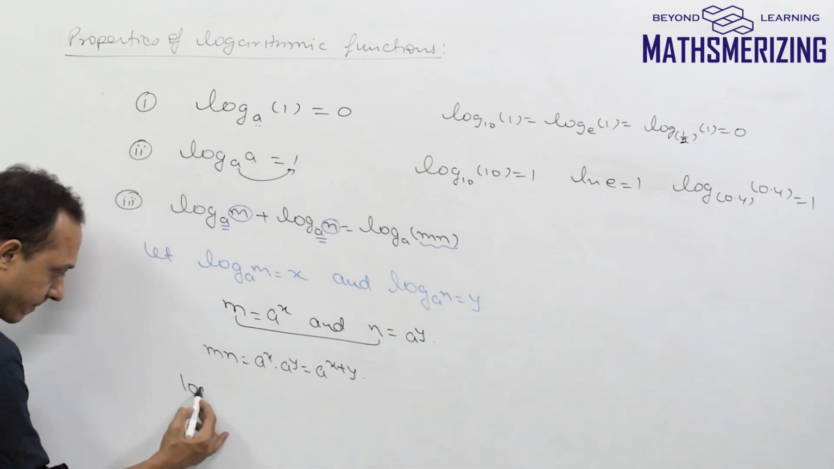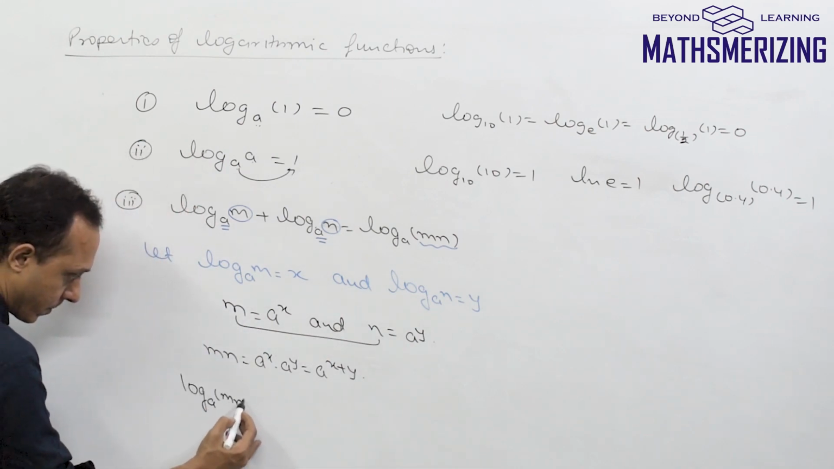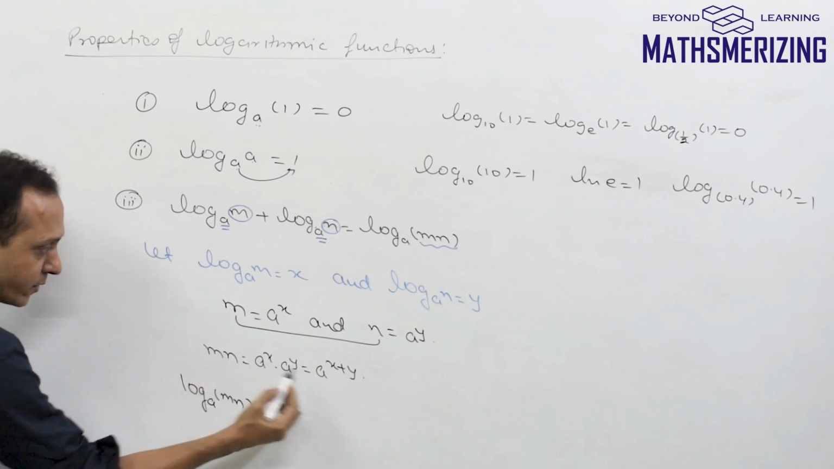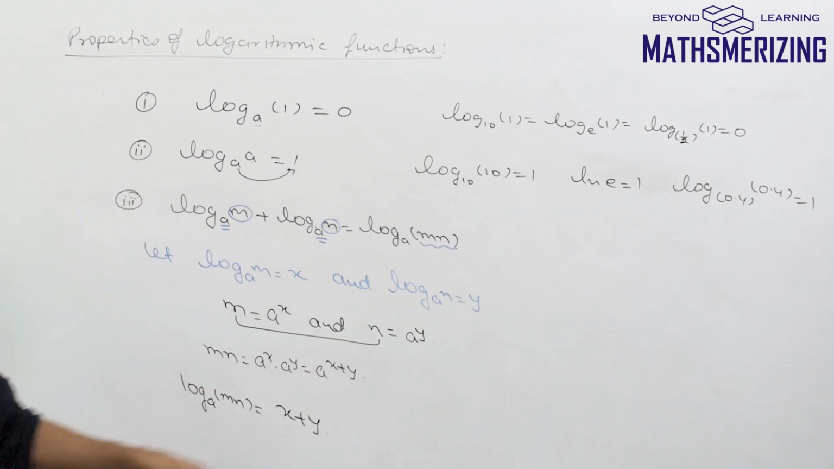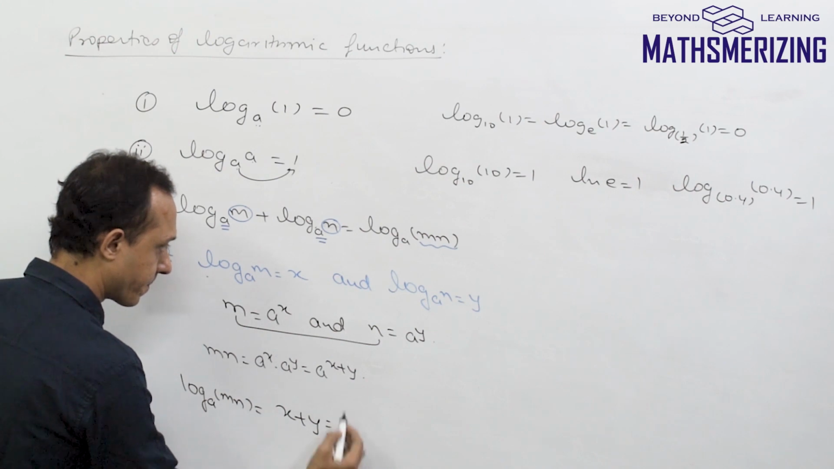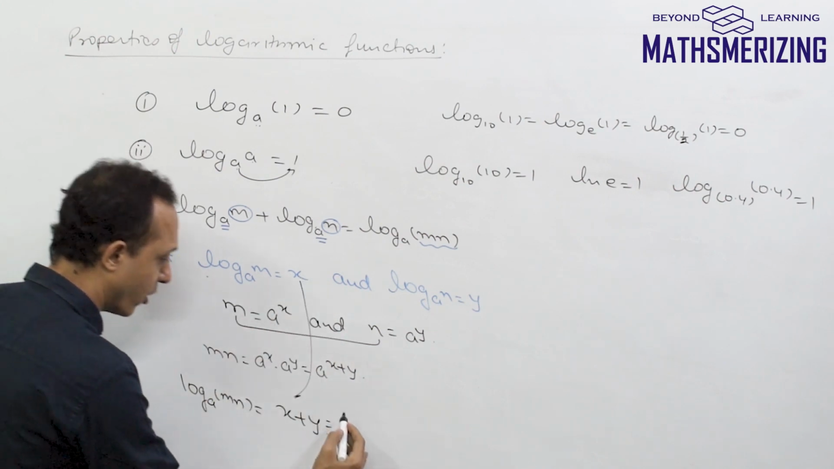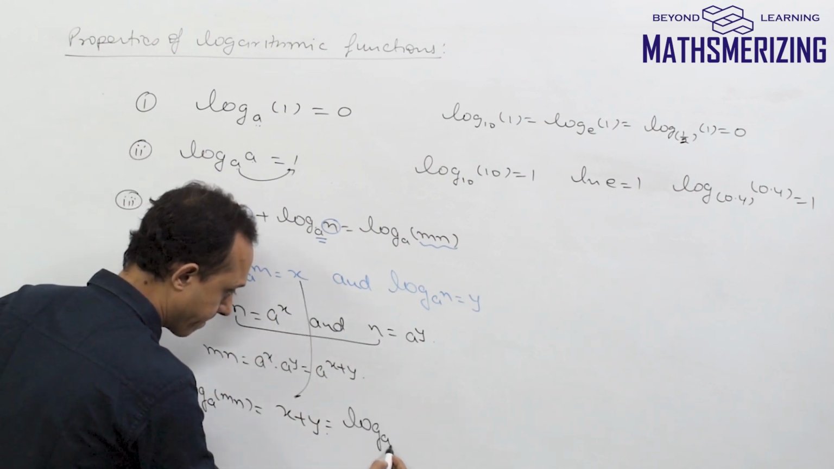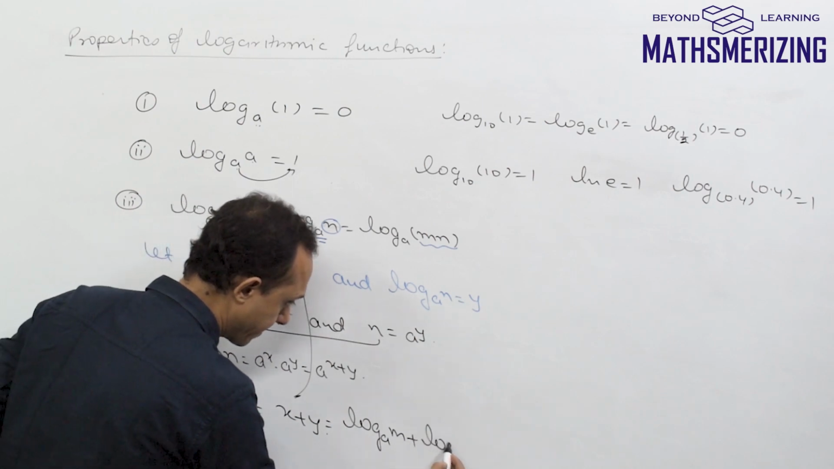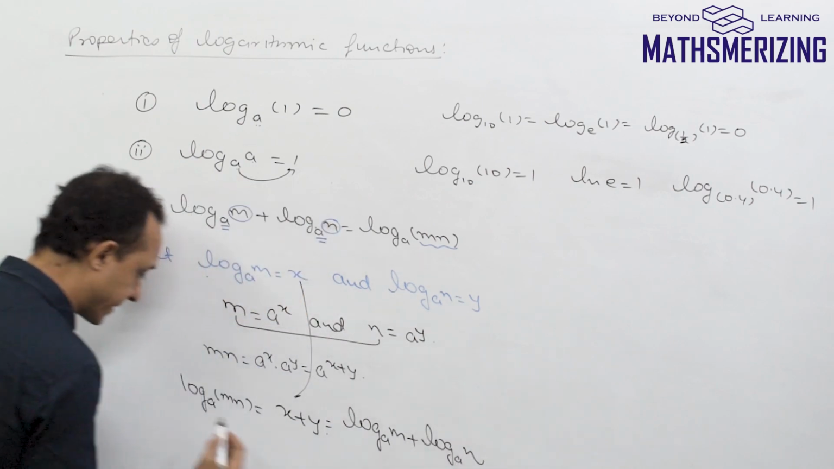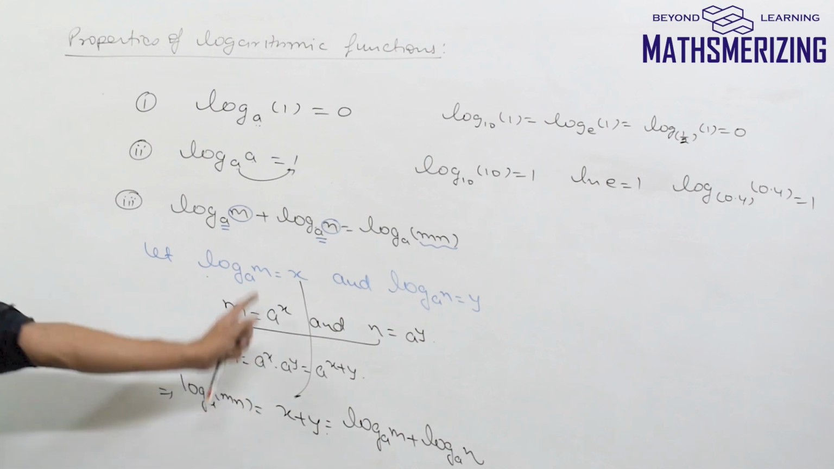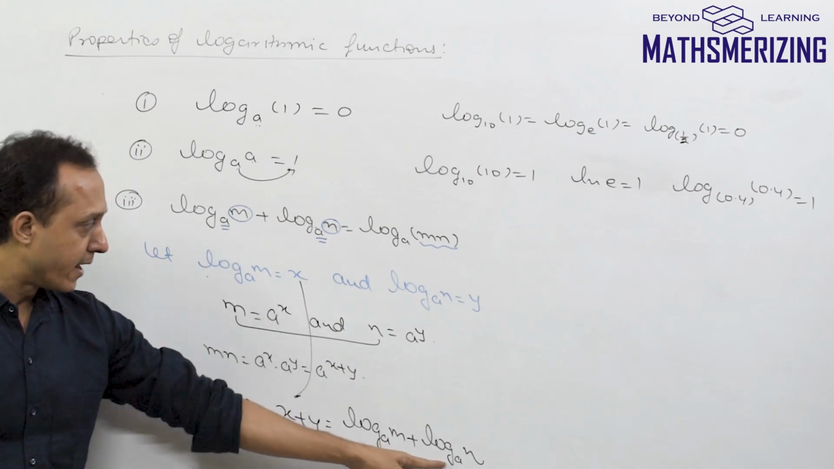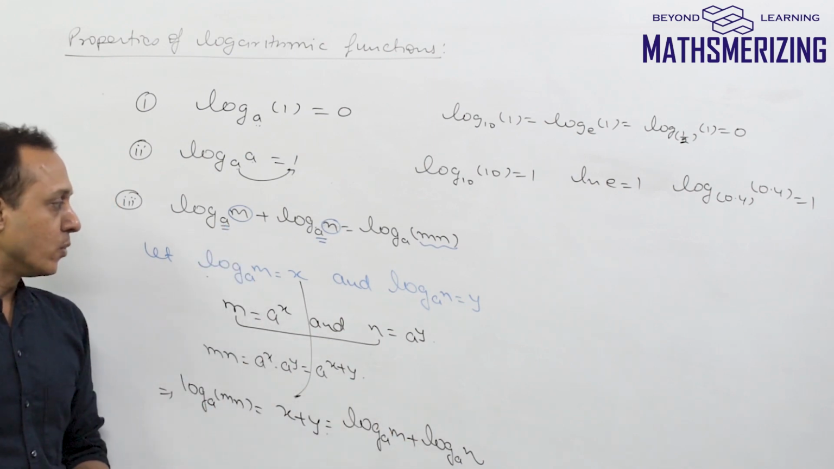Now if I take log, which power of a is equal to m into n? So this is x plus y, and x is log m to the base a, and y is log n to the base a, and therefore I'll get this property, which is log m plus log n is equal to log m into n.